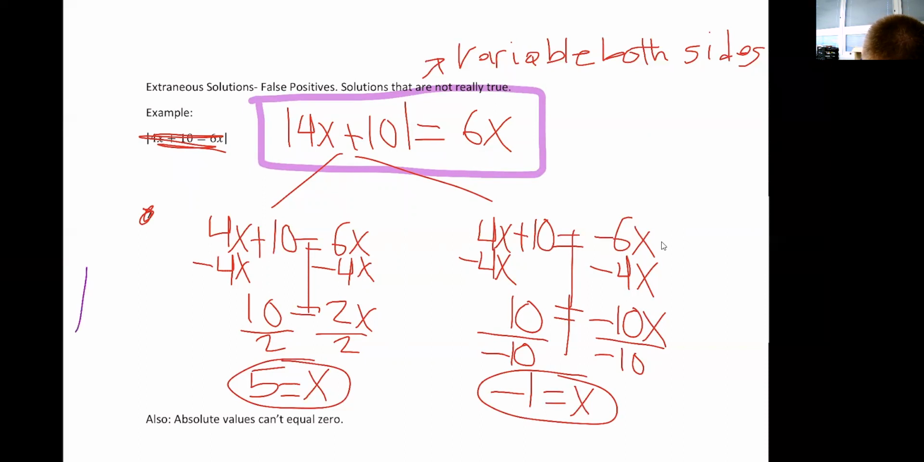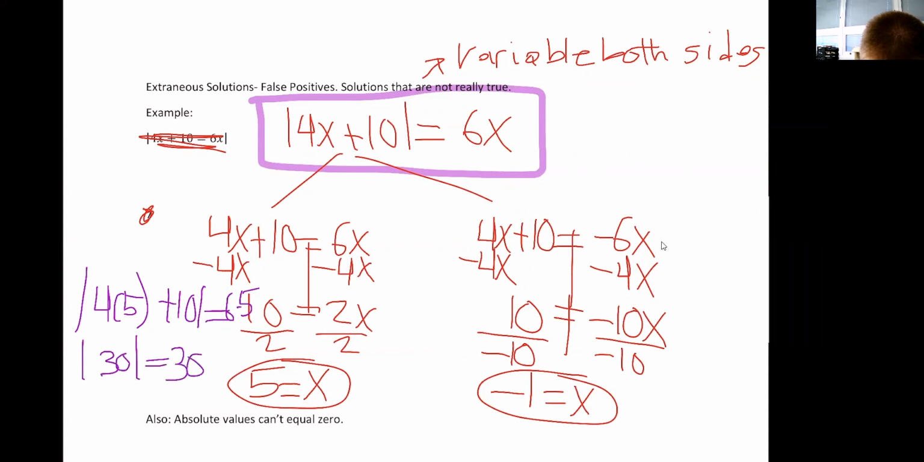But if I plug it in that absolute value, I'd have 4 times 5 plus 10 equals then 6 times 5. So I'm running a little bit out of space, but if I work out that inside, 4 times 5 is 20 plus 10. That would be the absolute value of 30. 6 times 5 is 30. That would be true because the absolute value of 30 is 30. So this is a solution, but let's check our negative 1 solution.